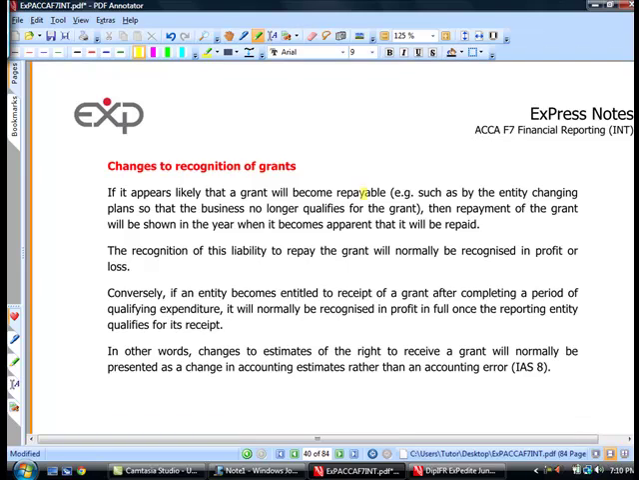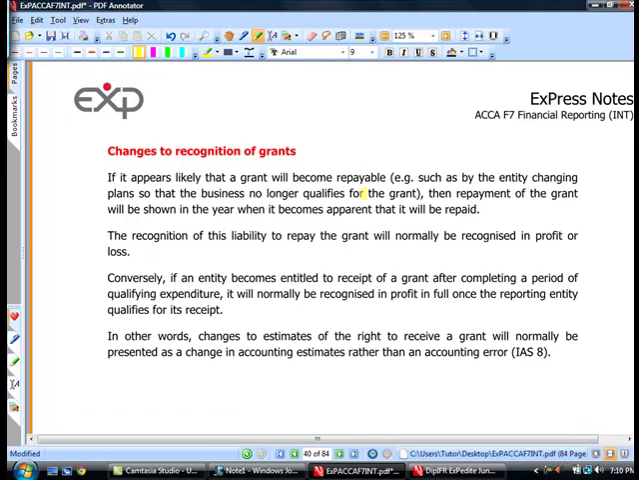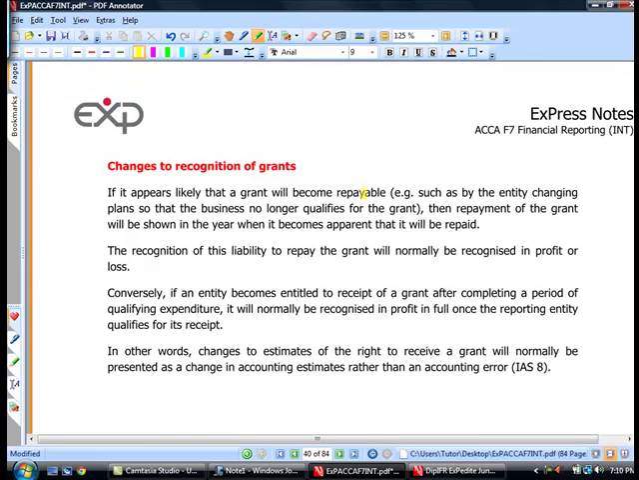Changes to the recognition of the grants. If you are in breach of regulation or you no longer fulfill the criteria for the grant, the grant will become repayable. So for instance, I'm changing the plans of the business and I no longer qualify for the grant. The repayment of the grant will be shown in the year when it becomes apparent that I will have to give the money back to the government. The recognition of the liability to repay the grant will be immediately in P&L.